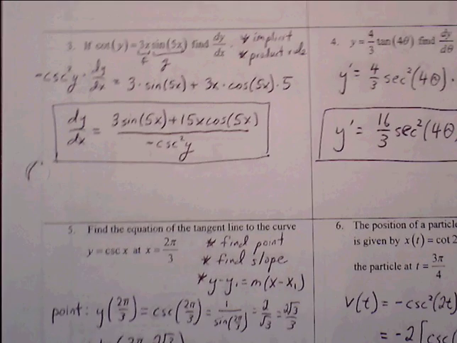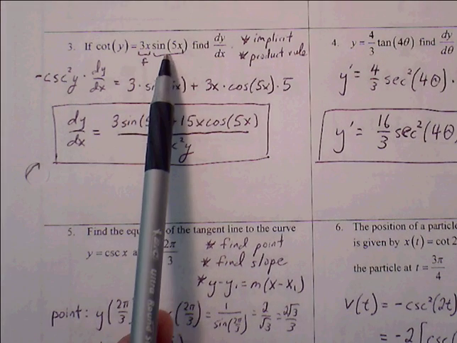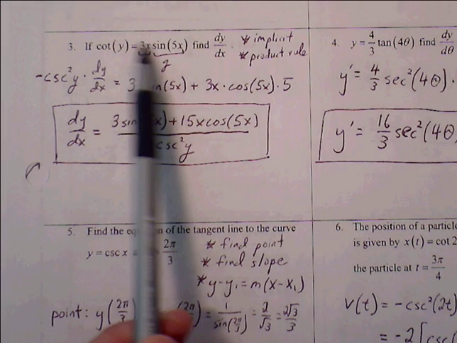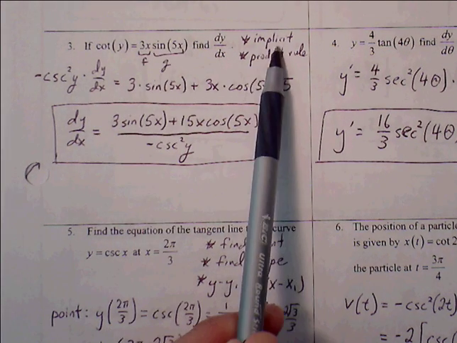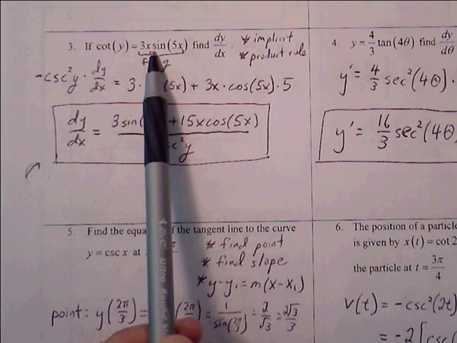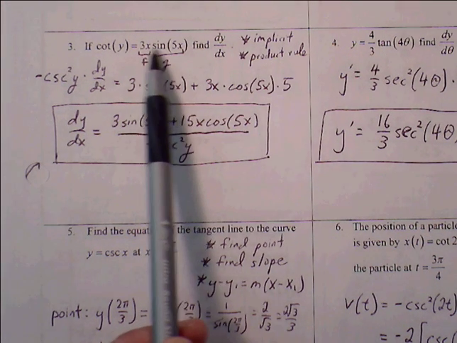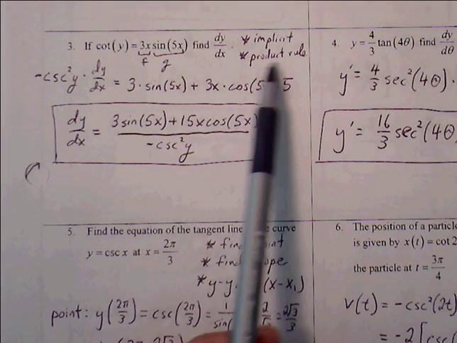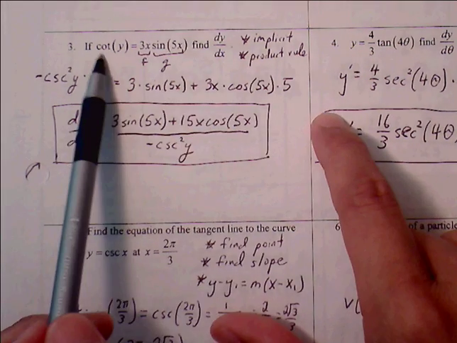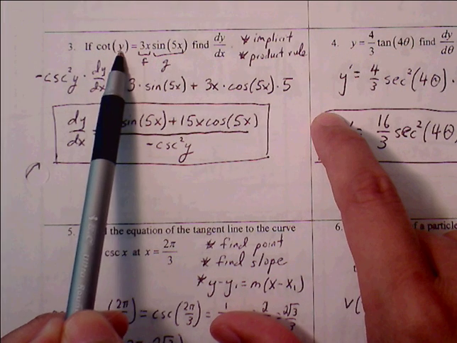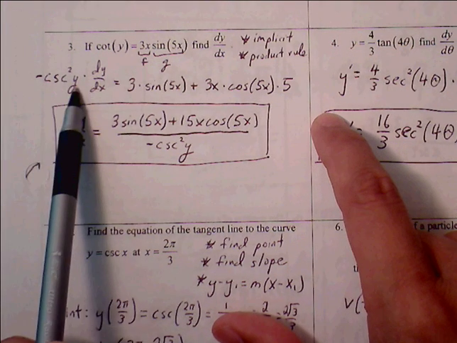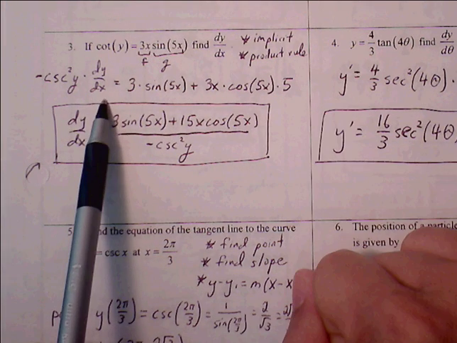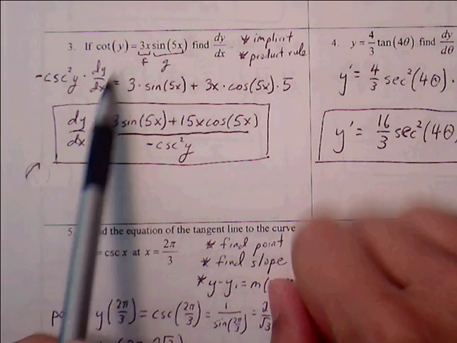Okay, number 3, cotangent of y equals 3x sine of 5x. Notice that the y is mixed within the equation, so we have to go through implicit differentiation. Product rule, because 3x and sine of 5x are two separate terms that are being related to one another by multiplication, so we have to go through product rule. Alright, so let's take care of the left side first. Cotangent of y becomes negative cosecant squared of y times y prime, and then we denote y prime as dy/dx, because we're involving y's derivative.